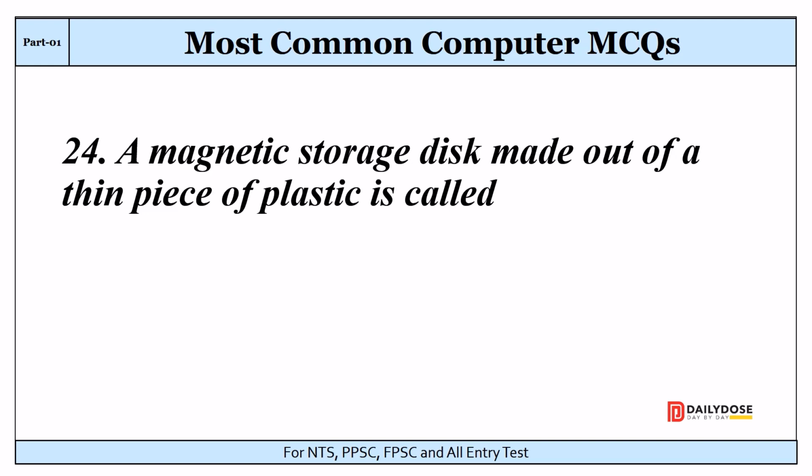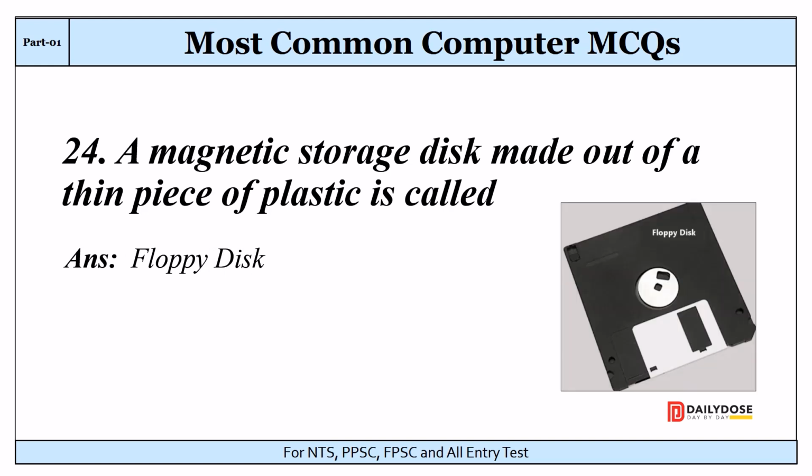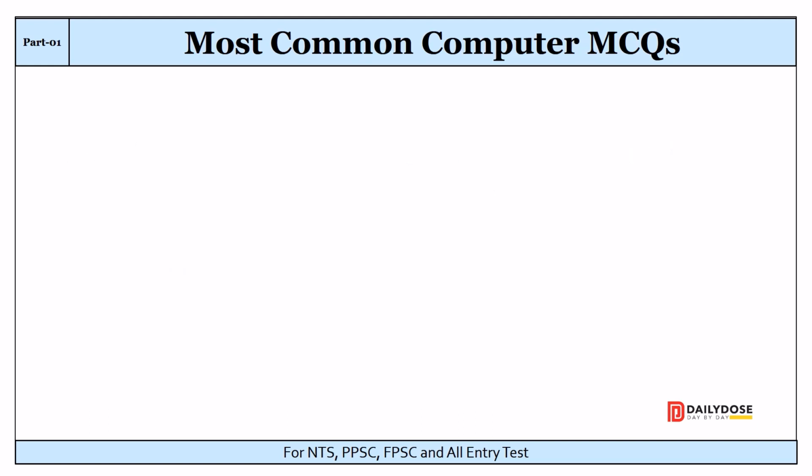A magnetic storage disk made out of a thin piece of plastic is called a floppy disk. This is the symbol of a floppy disk, which is used to store some memory. First, these kinds of memories were used. Now they are replaced with USBs.